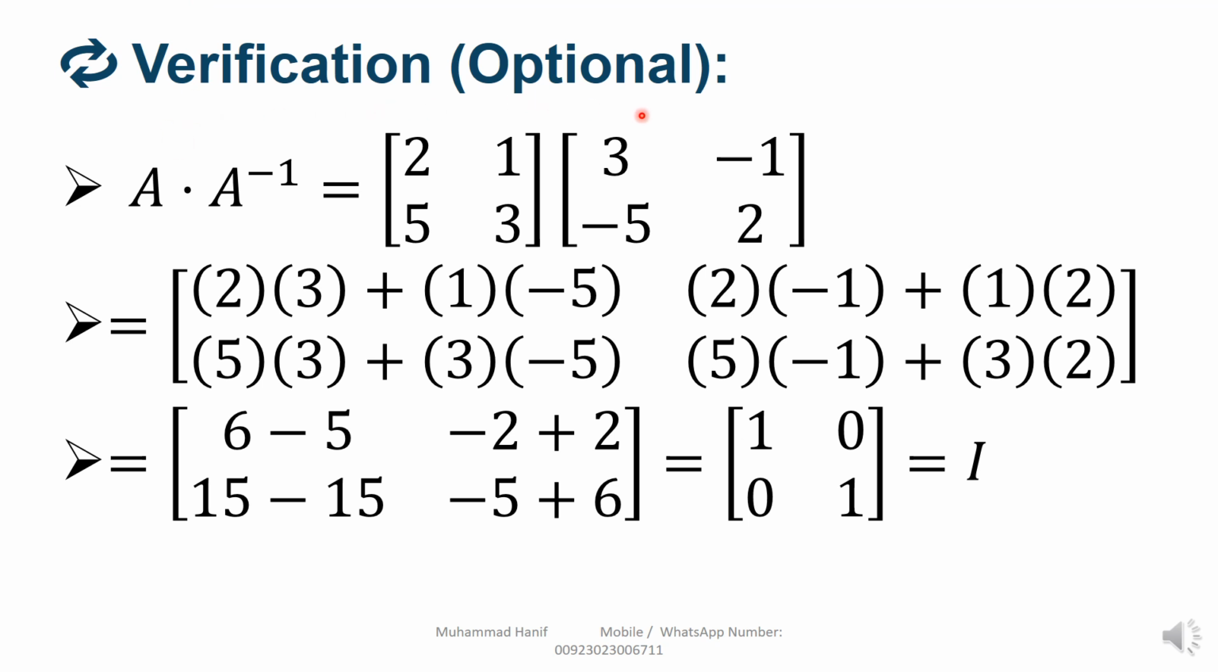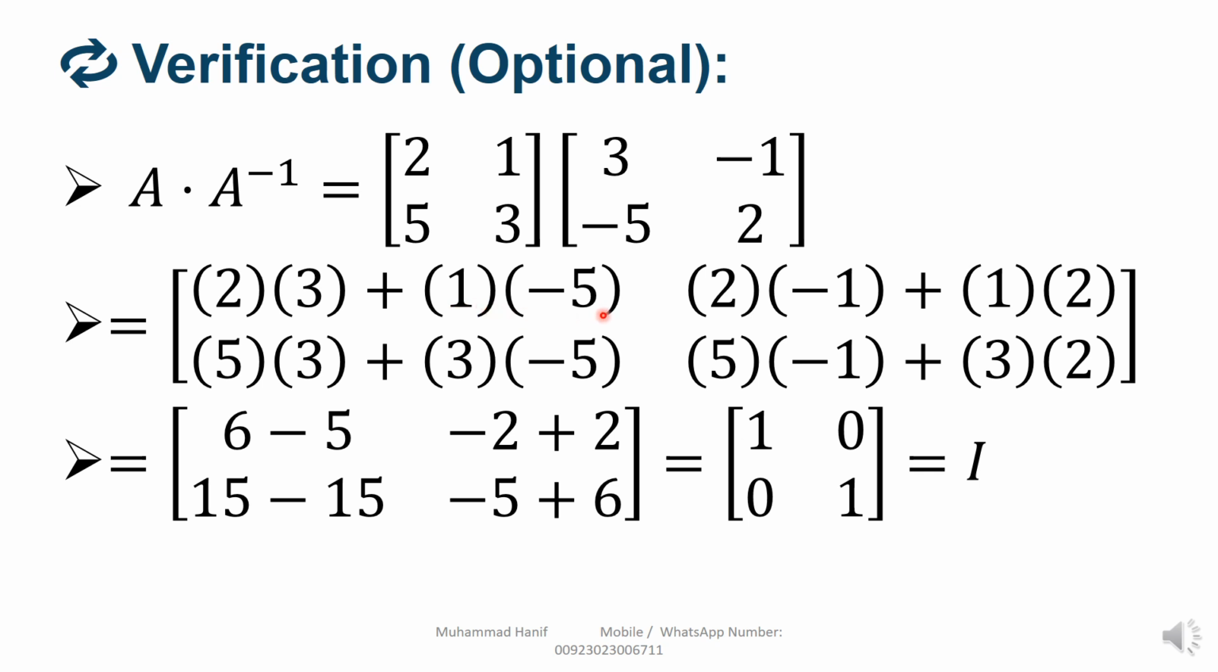Verification, optional. You know A multiplied by A inverse. The matrix A is, you know, the matrix A inverse which you get. Then we multiply both matrices. 2 multiplied by 3 plus 1 multiplied by minus 5. You can see here.